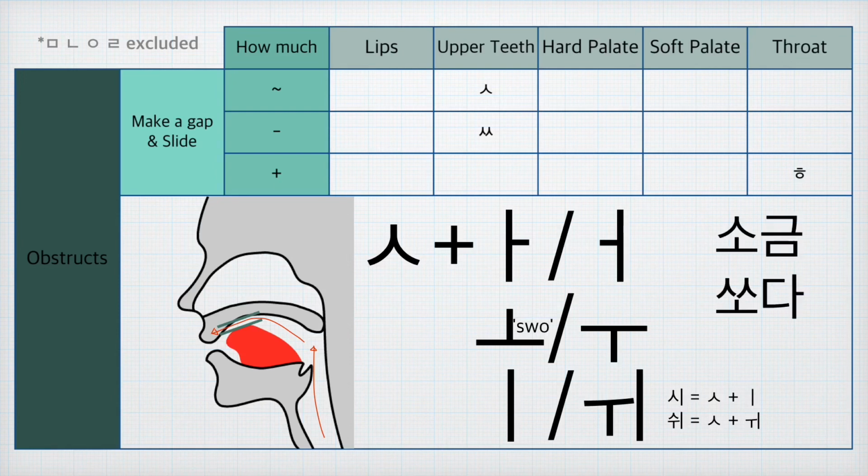And again, the pitch rule applies here too. You would pronounce sso in a more pitched voice than so. Try to repeat after me and feel the o vowel changing the regular s sound and the difference in pitch. 소금, 쏘다.